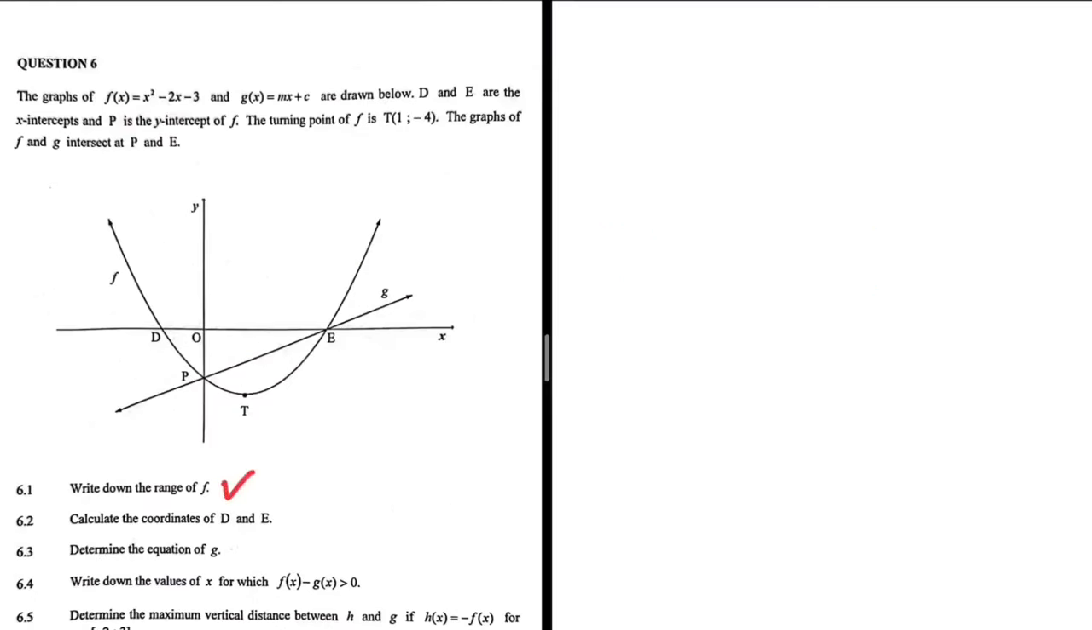Write down the range of f. f is given by f of x equals x squared minus 2x minus 3. And we're given the sketch right here in front of us. We have the coordinates of T, which is the turning point of f of x. The coordinates of T are 1 and minus 4. As you can clearly see, f of x cannot be below minus 4, as minus 4 is its minimum point. So the range for f of x, 6.1, is y greater than or equal to minus 4. y cannot be less than minus 4, as you can clearly see from the sketch.